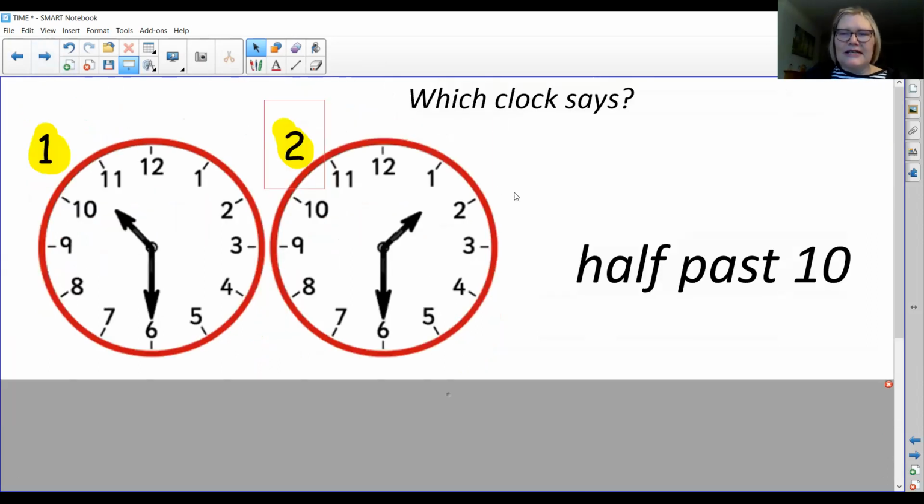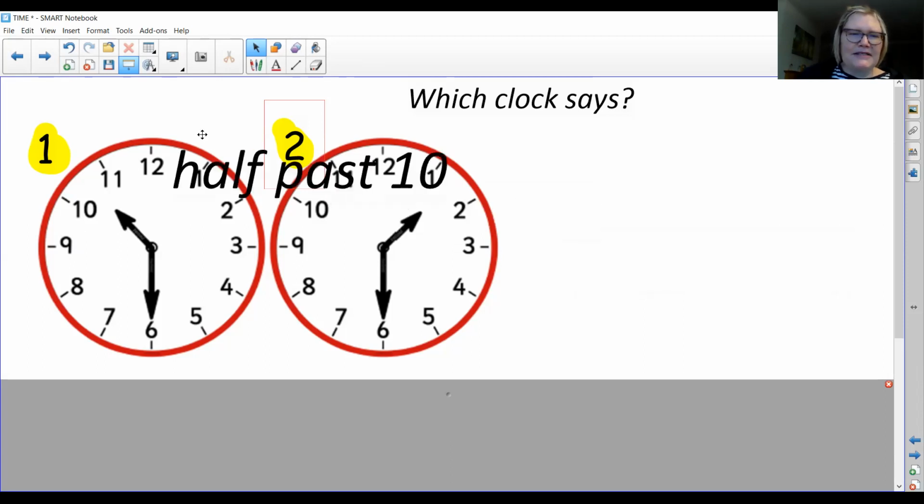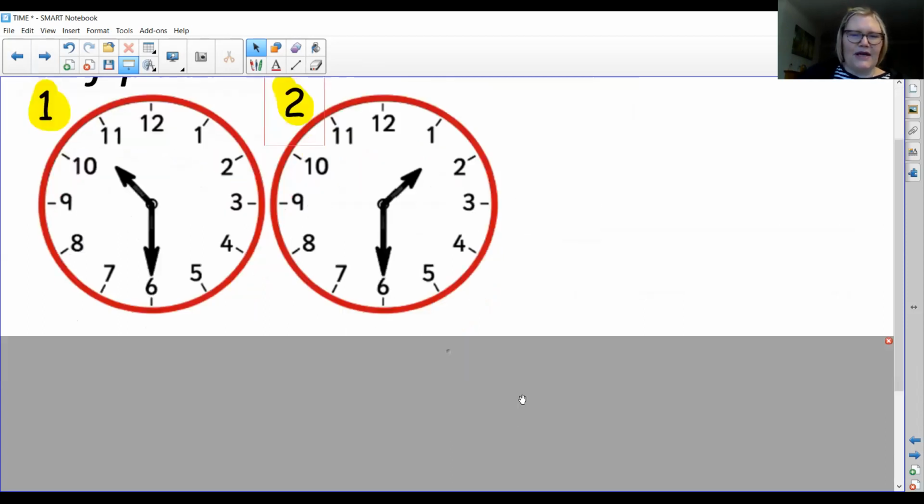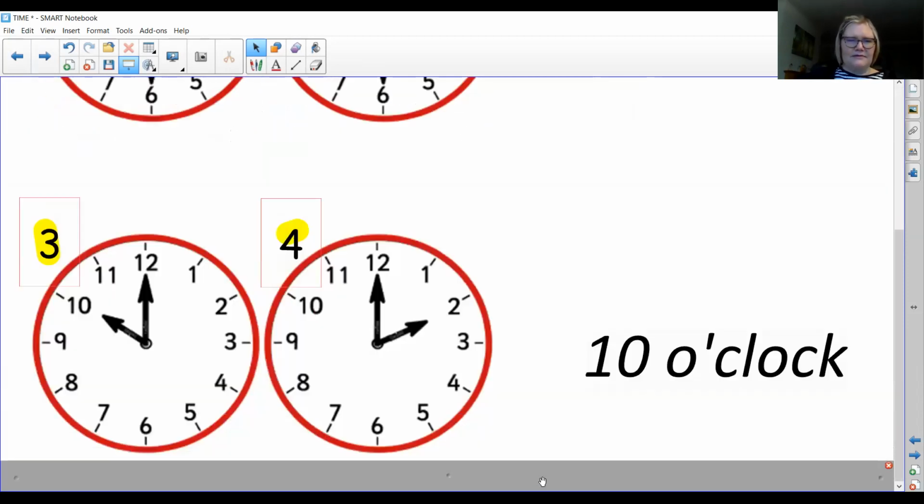Look at the next one. Which clock says 10:30? They're both half past times, look, because the minute hand is pointing to the bottom of the clock. So this one is 10:30, number 1, because it's halfway between 10 and 11. This clock here is halfway between 1 and 2. So that one is 1:30. So 10:30 is that one there. Okay. Right. Which one shows 10 o'clock? Have a go. Yeah, number 3 shows 10 o'clock.